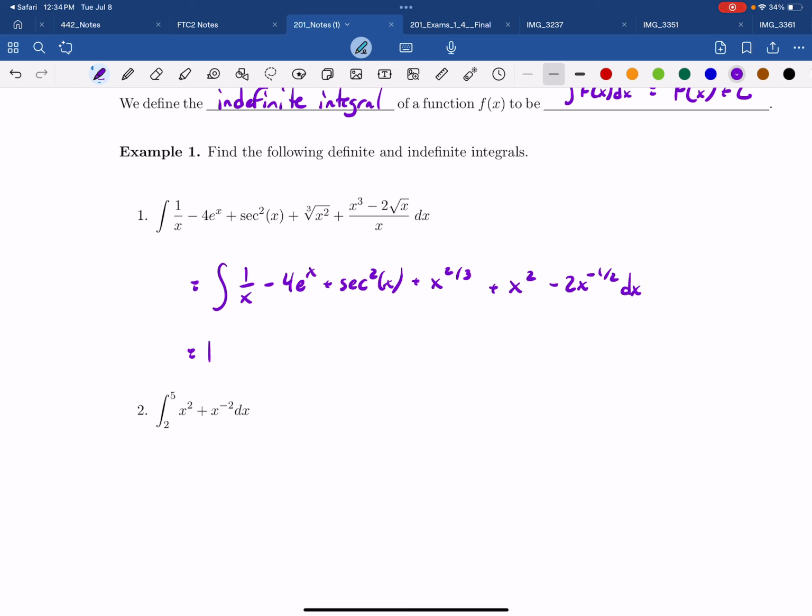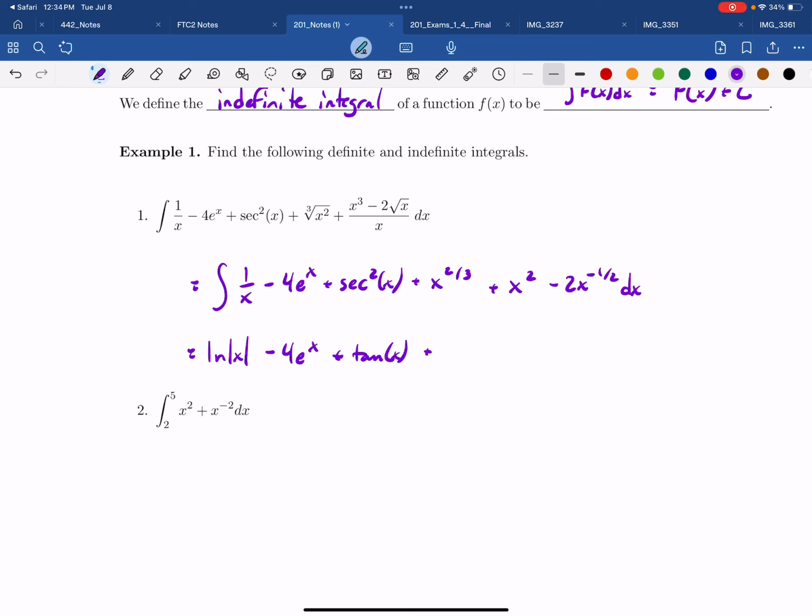And then we just integrate term by term. Now, WebAssign can be a little bit whiny about using absolute values. But you can just write ln of x with parentheses. I don't care. And anyway, we just have this and then this.